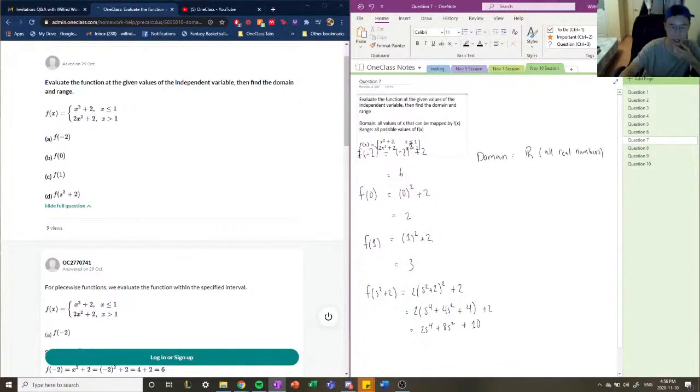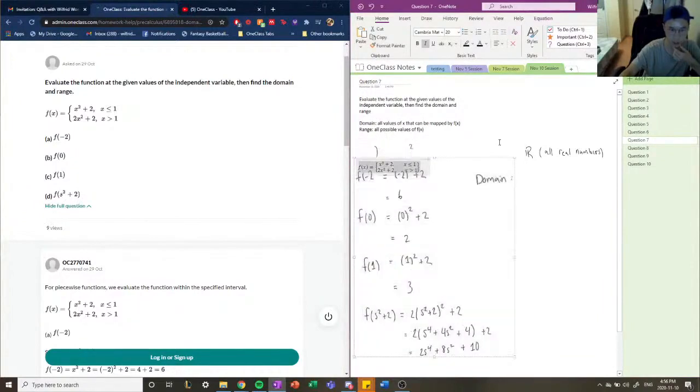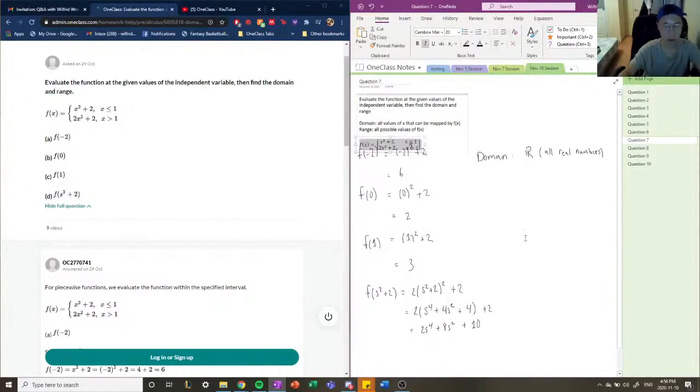And to analyze or to calculate what our range is going to be, that actually takes a little bit more work and a little bit more understanding of our function. Okay, so we have to analyze our function here, and we have to see what values of f of x actually exist in our function.